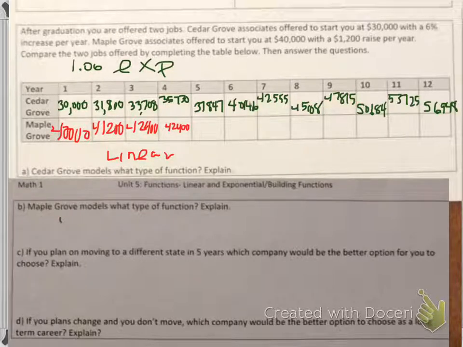42,400. I think I just wrote that one twice. I did. 43,600. 44,800. 46,000. 47,200.